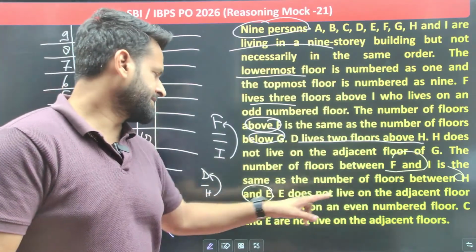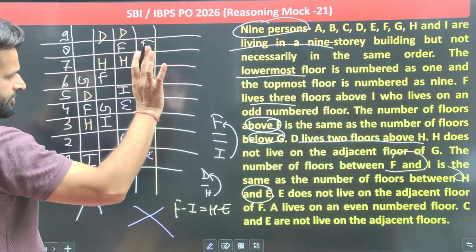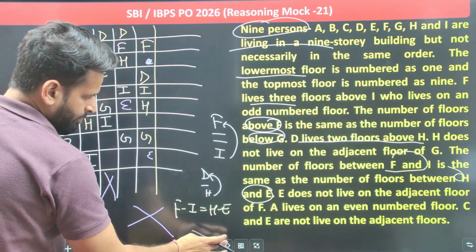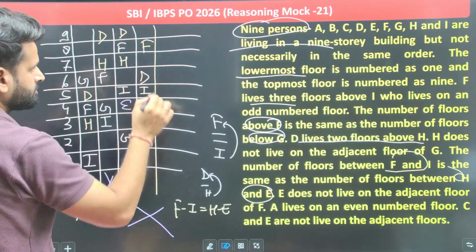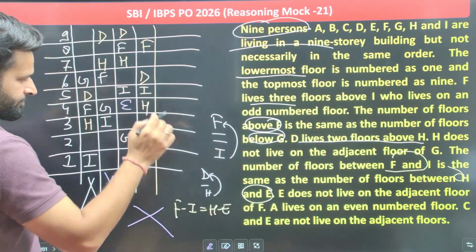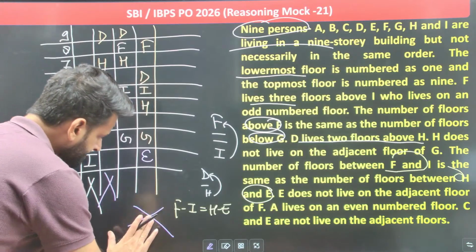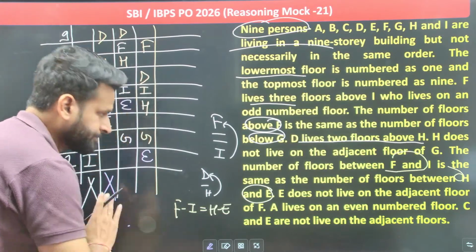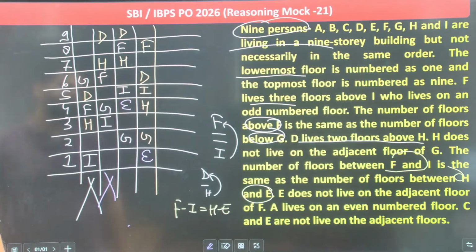E does not live on the adjacent floor of F. E won't be a neighbor of F, so this E is gone. This is E. At the bottom we will place E. Okay. C and E are not on adjacent floors. C and E.